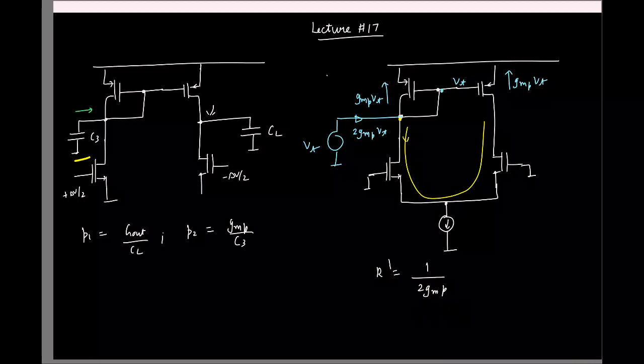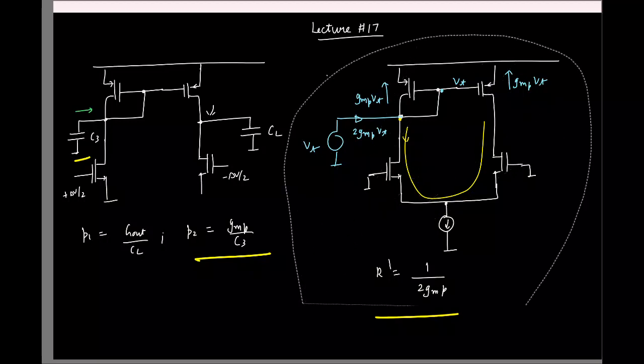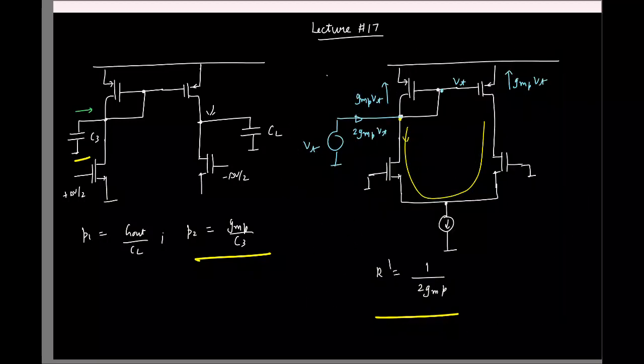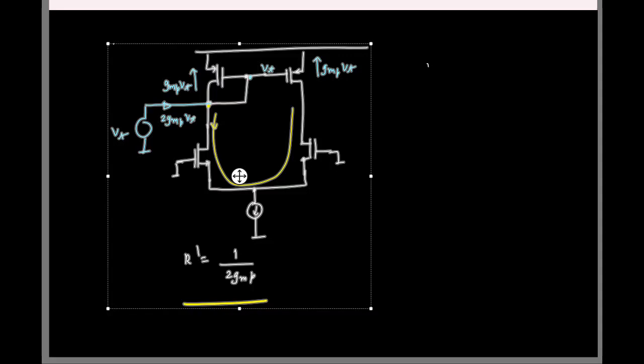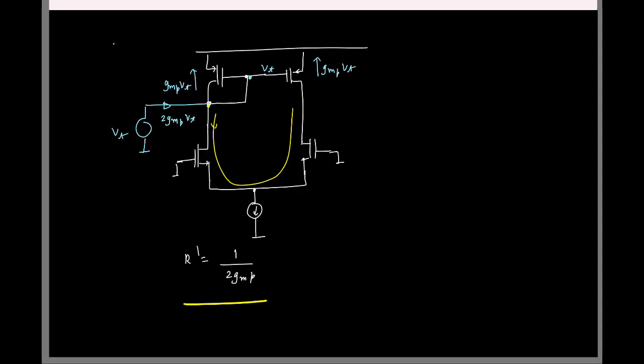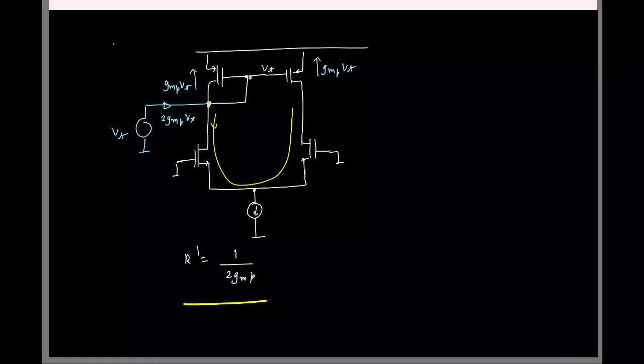I'll tell you for a fact that both these statements are correct. If I find the impedance looking here, it's 1 by 2 GMP, and the non-dominant pole is indeed GMP by C3. So what's the catch? What do you think? Okay, let me see. Here we are now trying to look at the non-dominant pole, right?